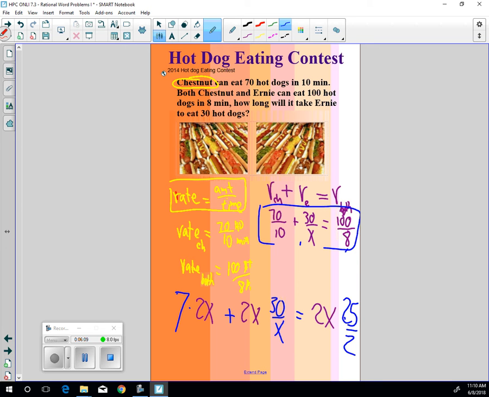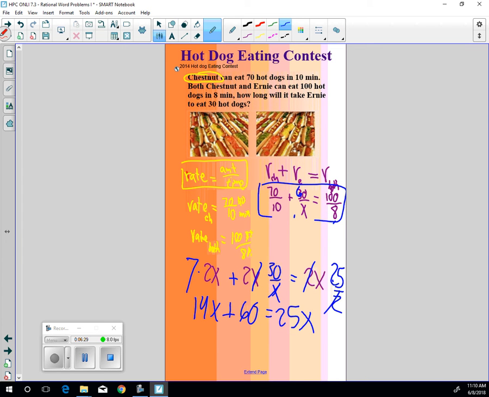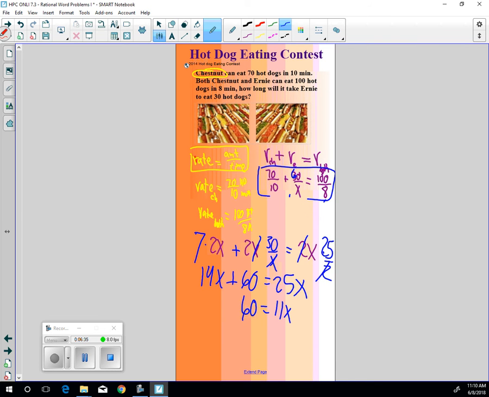But what you can see is that when I do the 14x plus 60, I must have missed that, didn't I? I think I missed that, is equal to 25x. Cancel out. And then you're going to get 60 equal to 11x. I thought that seemed a little low. 60 over 11 equal to x minutes. So that'll be about 5.5, something like that. So there you go, hot dog eating contest.